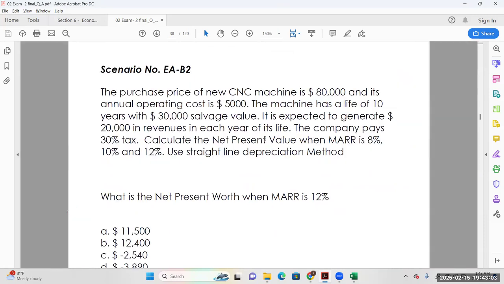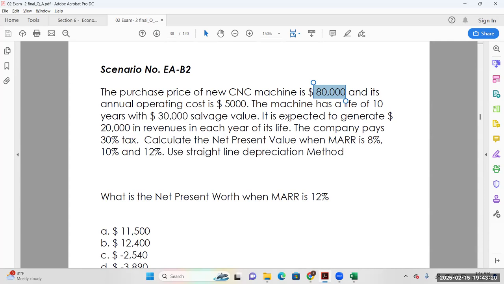This is a scenario-based question here. Can you read this question? The purchase price of a new CNC machine is 80,000. Okay. And its annual operating cost is 5,000. The machine has a life of 10 years with 30,000 salvage value.